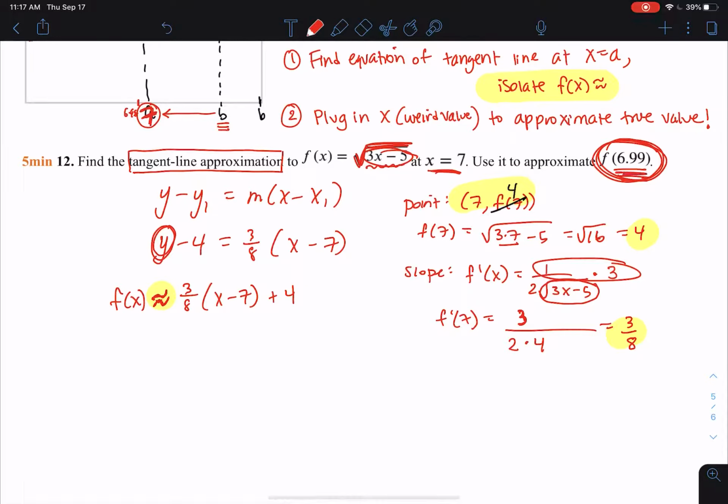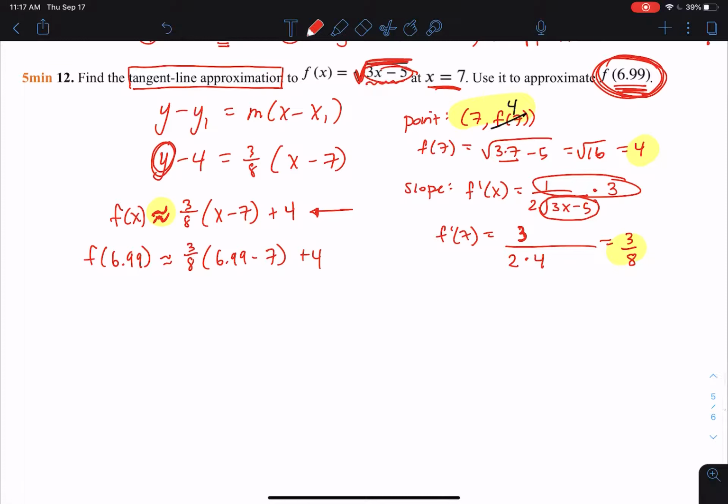So now we're going to plug in 6.99 into the equation of our line, like this. f of 6.99 is approximately 3/8 parentheses 6.99 minus 7, plus 4. Let's simplify the right side and we'll get our answer. So 3/8. Now 6.99 minus 7. Is that going to be negative 1? So first it's negative, right? Is that going to be negative 1, negative 0.1, or negative 0.01? Yeah, there's 2 decimal places, so you should choose negative 0.01.